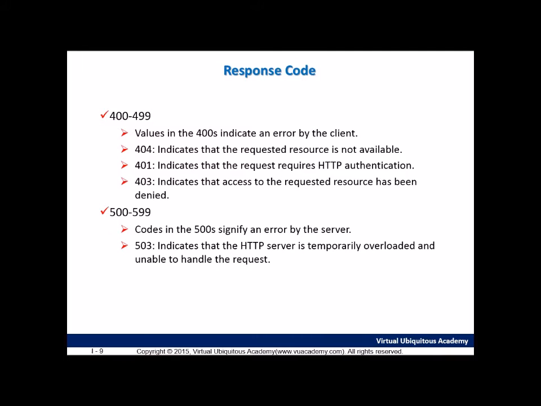Then we have 400 to 499. These are errors by the client, and these are some very common codes which you must know, like 404, which indicates that the requested resource is not available. 401 indicates an authentication problem, that you are not authorized to access a particular page. Access denied means you cannot even acquire that resource, that is 403. And with 401 you can acquire it but you are not authorized. So these are error codes by the client. And 500s are server codes, like 503, which indicates that the HTTP server is temporarily overloaded and unable to handle the request. So these are the codes that you should be aware of, that every response gives you some code.